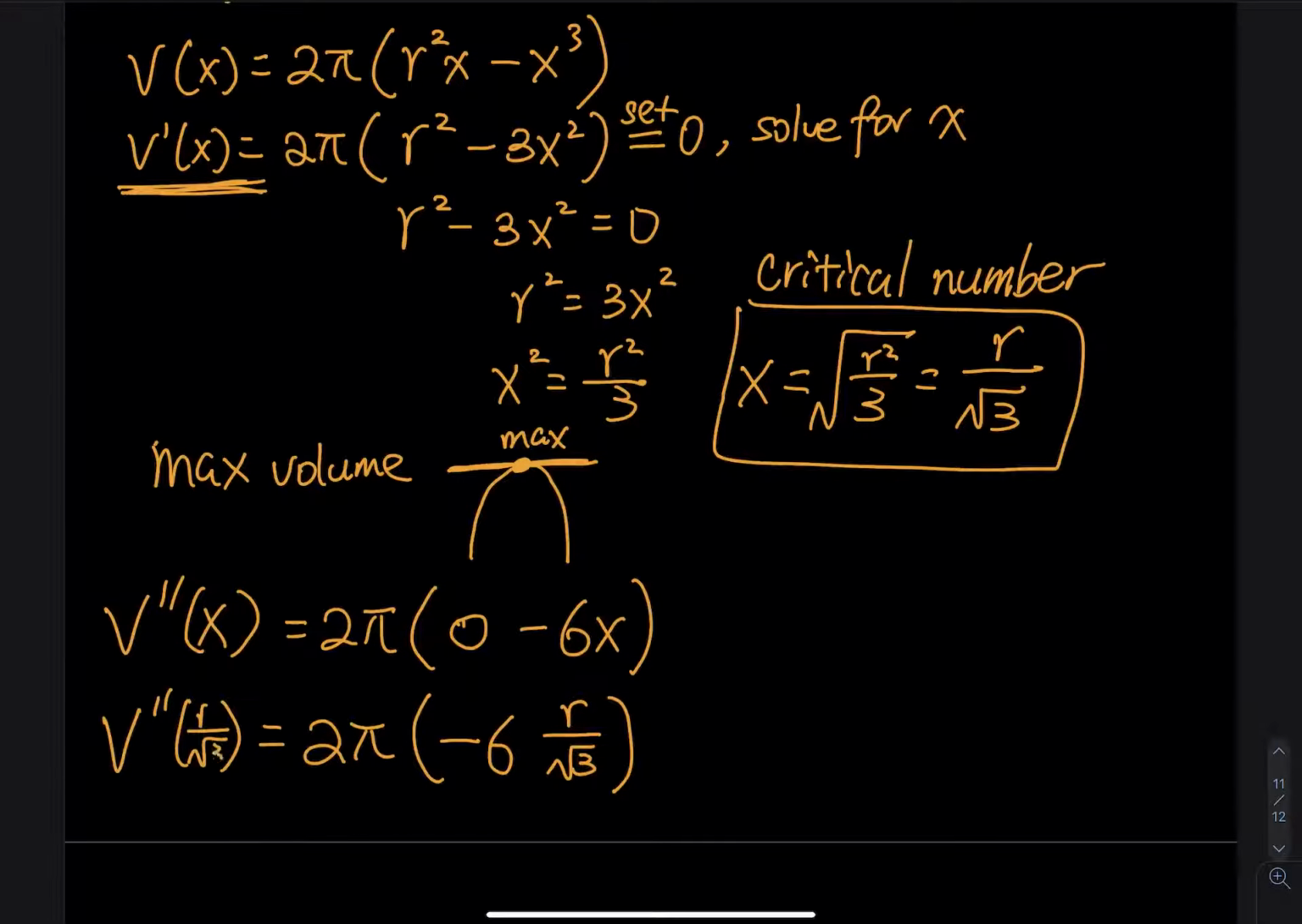Is this positive or negative? R is a unit measurement, right? R is radius. Radius must be positive. So negative 6 is the only negative. So that makes the entire second derivative negative. So the second derivative is negative. That means v is concave down.